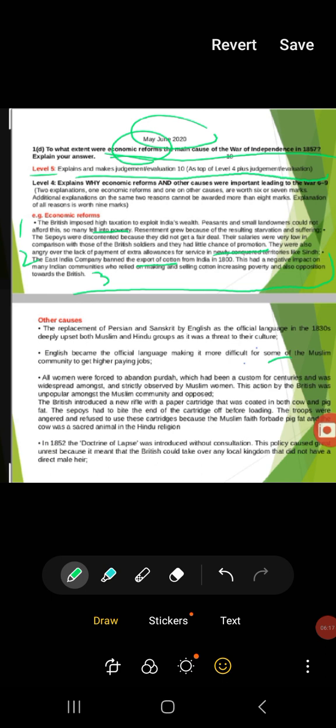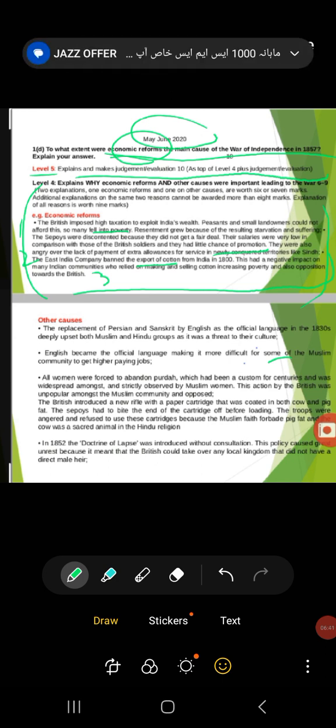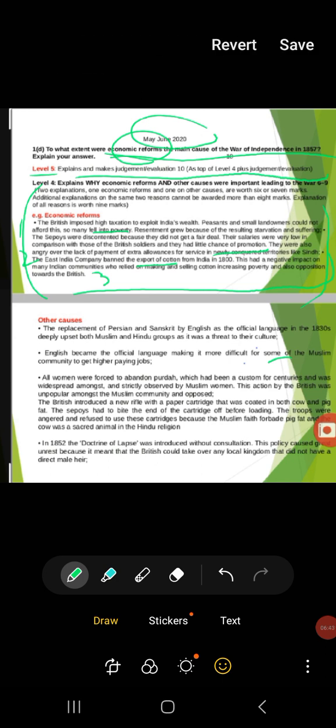Because the resentment had paved way for the War of Independence, and you are going to write down those resentments. So in this answer, these points, we have highlighted 3 reasons for the resentment among Indians that is relevant to the economic reforms, and this paved way for the War of Independence. Now come to the other causes. Now these are counter arguments, you see.